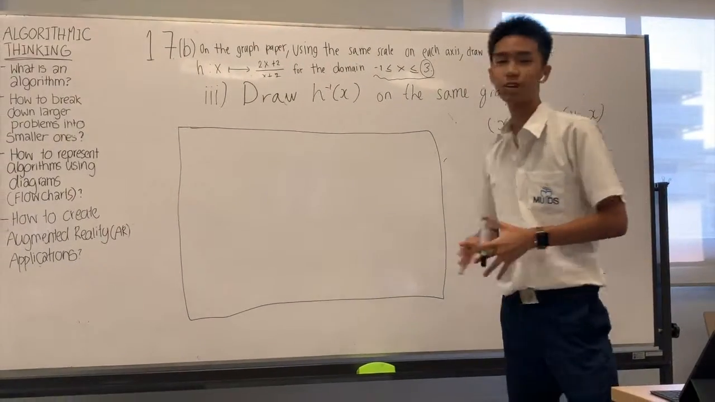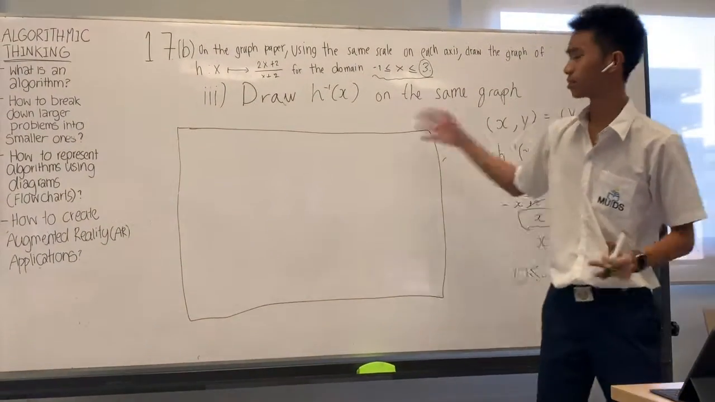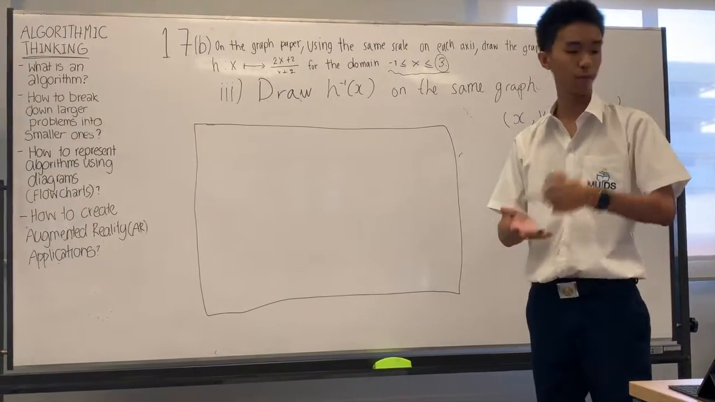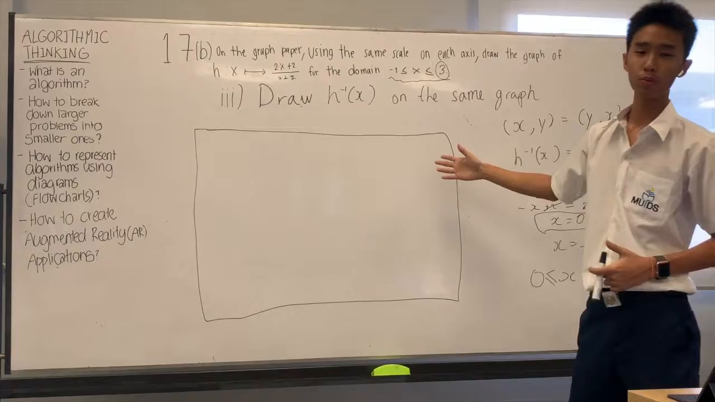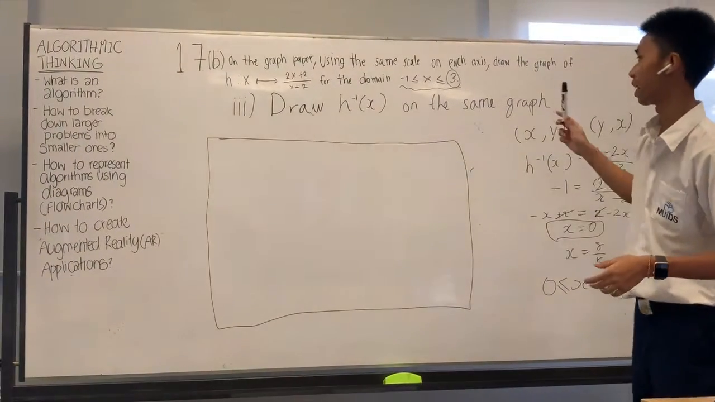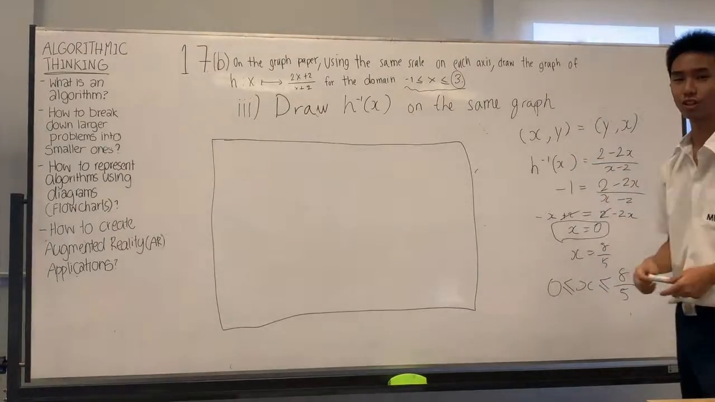So the last part of this question asks you to draw a graph on the same graph paper that you have drawn before. So here is how the graph looks when you combine the graph of the function h and the function h inverse.